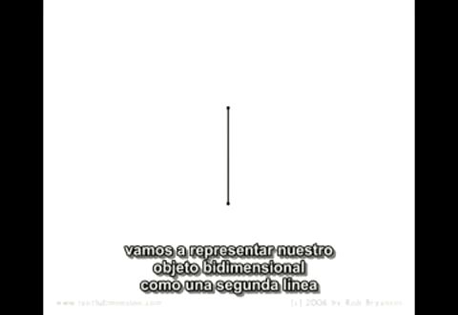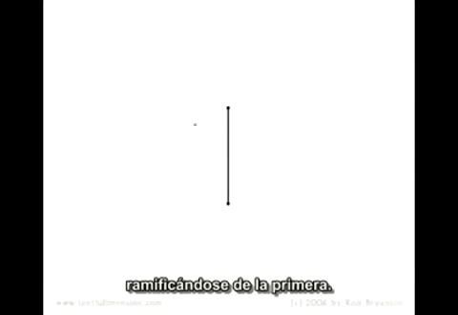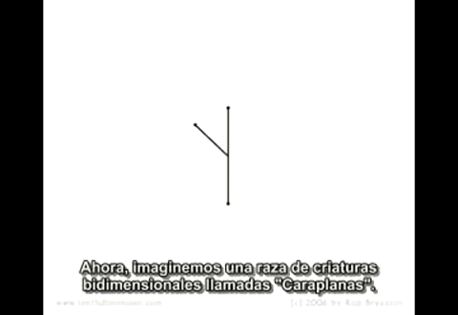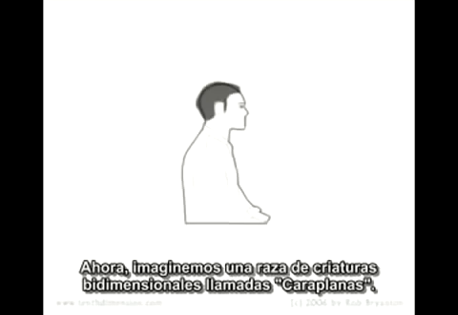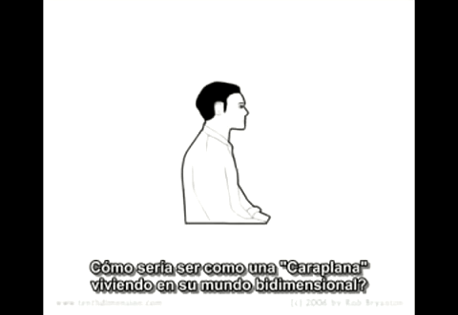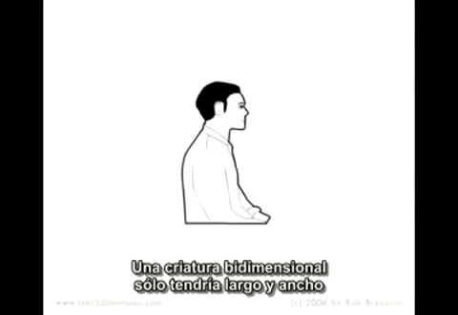To help us with imagining the higher dimensions, we're going to represent our second-dimensional object as being created using a second line, which branches off from the first. Now let's imagine a race of 2-dimensional creatures called flatlanders. What would it be like to be a flatlander living in their 2-dimensional world?